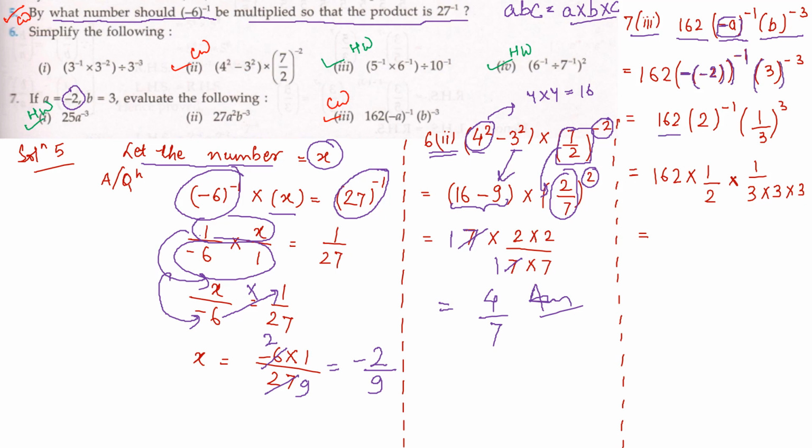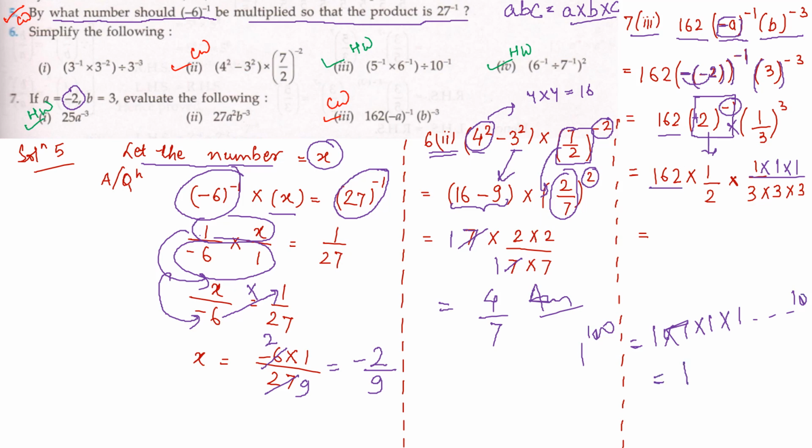Now 162, minus into minus is a plus, isn't it? And 2 to the, so plus generally we don't write, and to the power minus 1 into 1 by 3 to the power 3. So it is 162 into 2 to the power minus 1. Now this is 2 to the power minus 1, so it will be 1 by 2 into 1 by 3 to the power 3. Actually this is 1 into 1 into 1, but that is not required. Anyways, how many times you multiply 1, even if 100 times, the answer will be 1 only, isn't it?